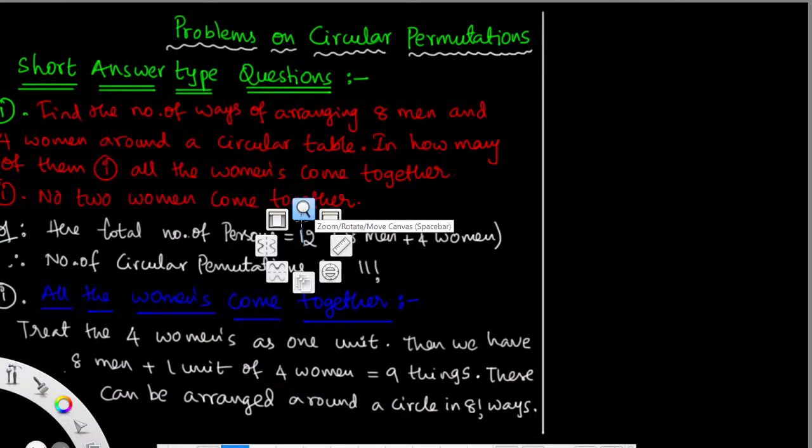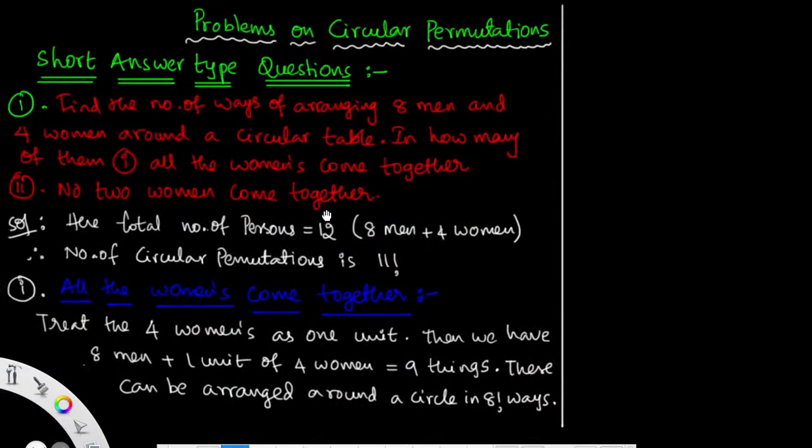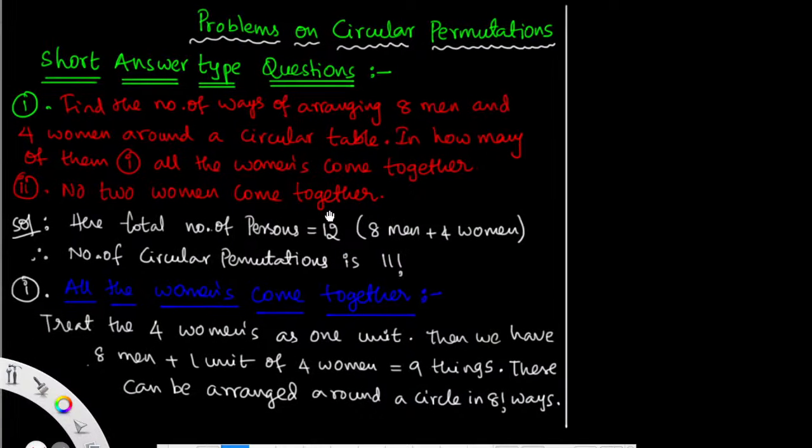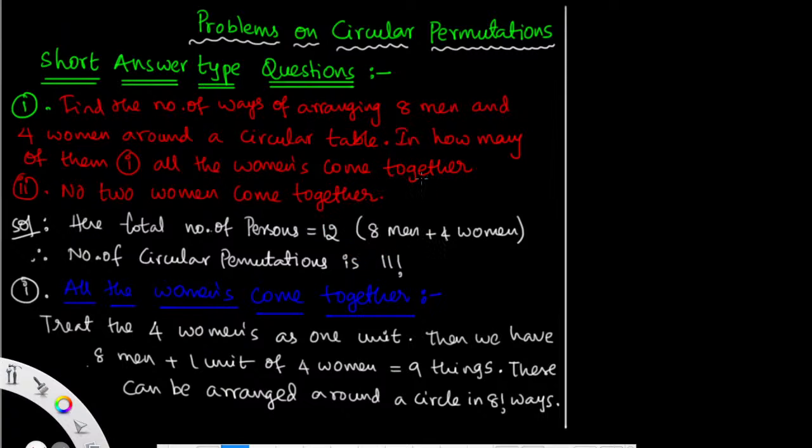The first question is: find the number of ways of arranging 8 men and 4 women around a circular table. In how many of them do all the women come together? And the second one is no two women come together. Same concept, permutation under restriction. First method: come together means make a unit. No two come together means you take the gap method.